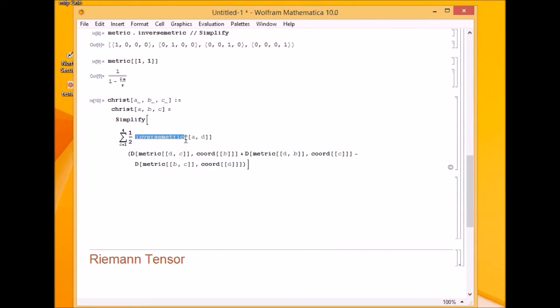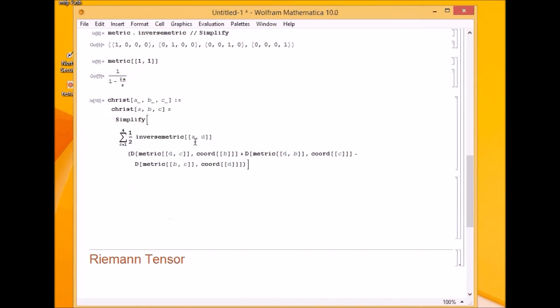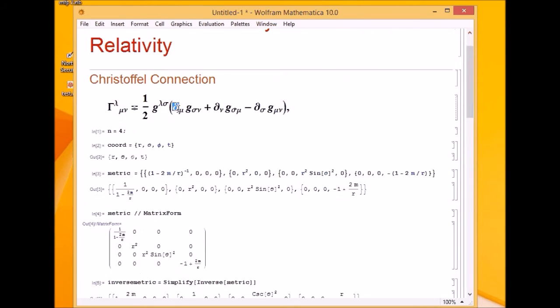First of all, I have the inverse metric. So inverse metric is just this quantity, g with upper index, and you saw the second quantity of it was summed over. So inverse metric AD, so D is being summed over. Now how do I write these? So this is the muth derivative of g sigma nu.